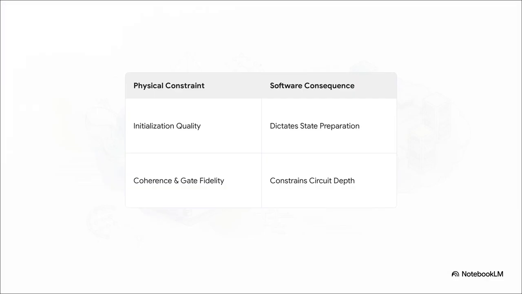This maps out the direct, unavoidable link between physical traits and your compiler. Think about it. Initialization quality directly dictates your state preparation and reset assumptions in the software itself. If you can't reliably initialize, well, your programmatic starting point is fundamentally flawed right out of the gate. Likewise, coherence and gate fidelity put a hard ceiling on your circuit depth. If your qubits decohere rapidly, your compiler literally has to ruthlessly optimize for shorter, shallower schedules, completely regardless of how elegant your original source code is.